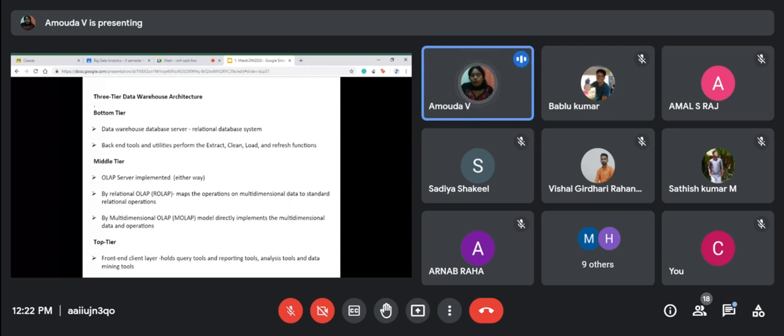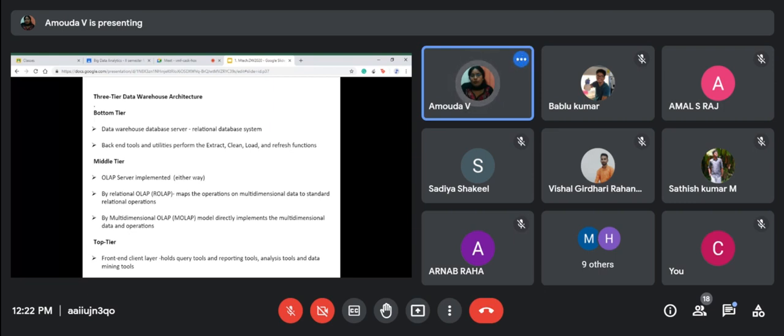In the same way we have a 3-tier architecture for the data warehouse. The bottom tier is the data warehouse server. We should have a server to hold the data, a relational database system, and the tool should perform whatever we have seen so far. Whatever we have seen, ETL, should be programmed well, with the algorithm written properly, and then stored in the relational database system.